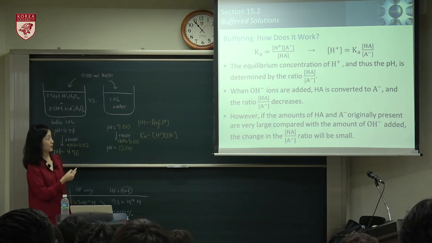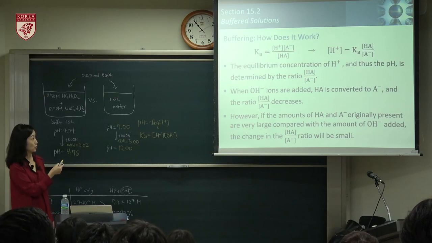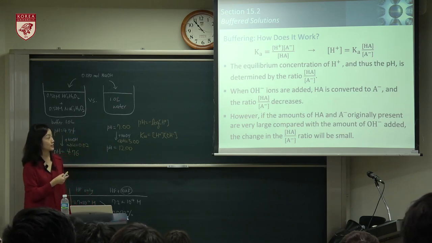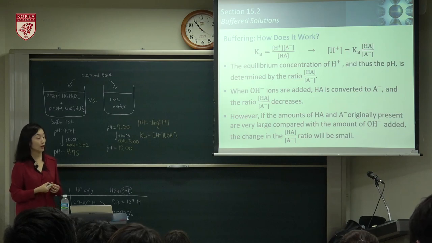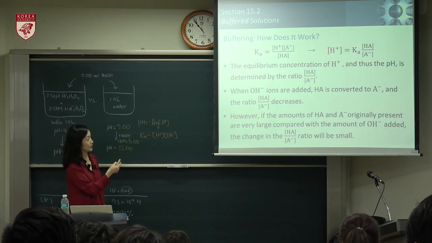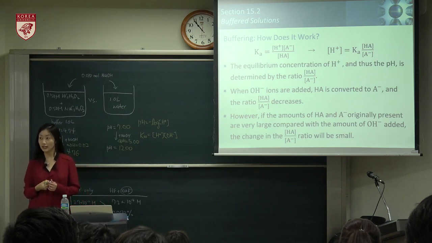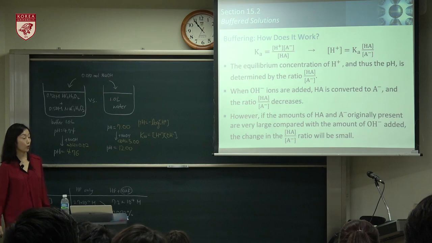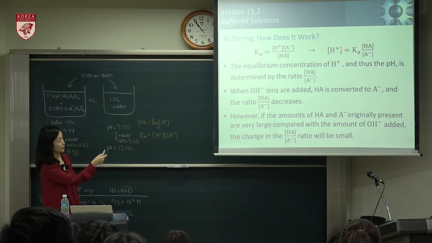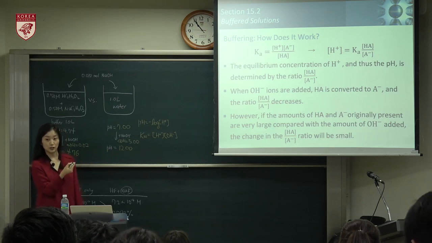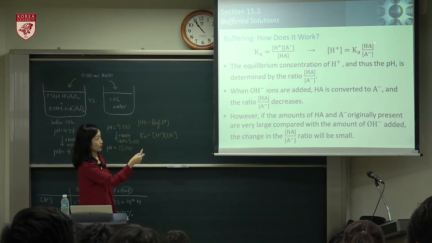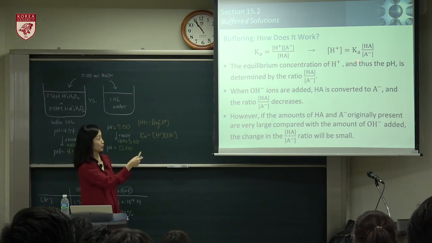So we can understand this better by looking at the equilibrium expression for the dissociation of the weak acid. So Ka is equal to the concentration of H plus times the concentration of A minus over the concentration of HA. We can rearrange this equation to get this equation. So the concentration of H plus is equal to Ka times the concentration of HA over the concentration of A minus. So we see that the equilibrium concentration of H plus, which determines the pH, is determined by this ratio, the ratio of the concentration of HA over the concentration of A minus.